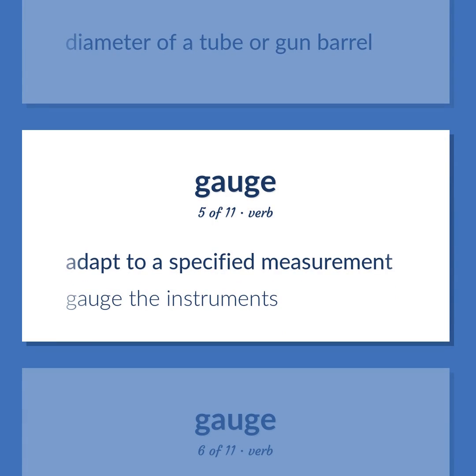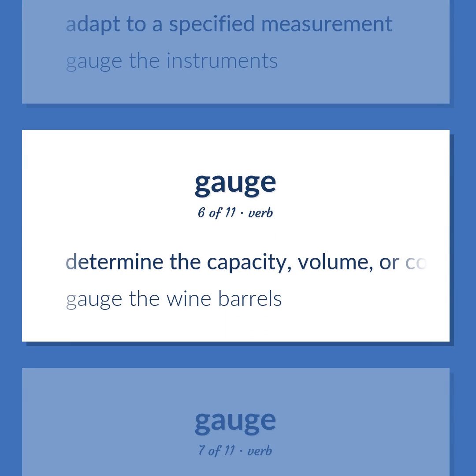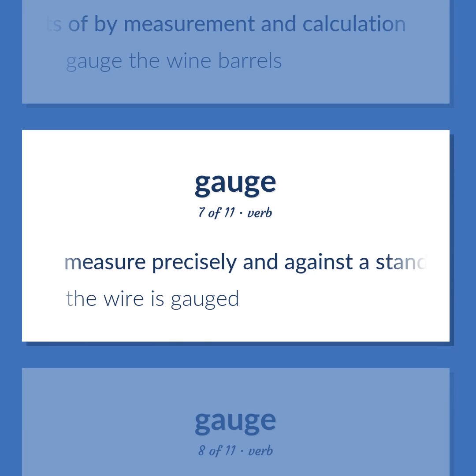Adapt to a specified measurement. Gauge the instruments. Determine the capacity, volume, or contents of by measurement and calculation. Gauge the wine barrels. Measure precisely and against a standard. The wire is gauged.